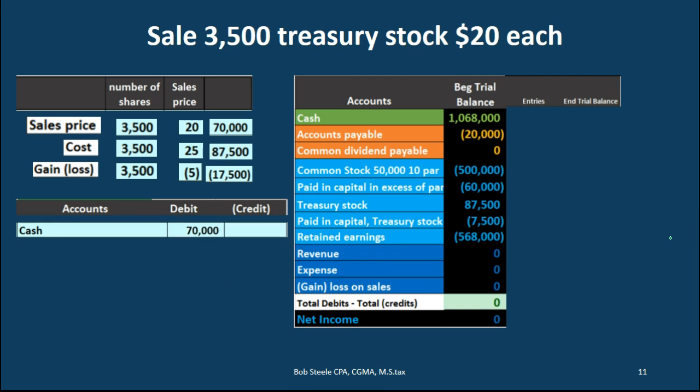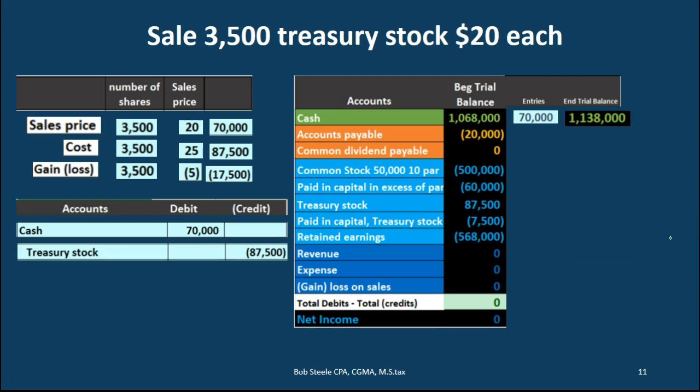Now when we journalize this, we're going to say, okay, is cash affected? Yeah, we got 70,000. Cash is going to go up by the 70,000. Then we're going to have to take the treasury stock off the books. We can say that two different ways. We can say, well, yeah, treasury stock is going to go off by that 87,500. We also know that we sold all the remaining shares of stock. Therefore, this account needs to be at 0 at the end of this because we sold all the stock that we had. So there's the 87,500, bringing it down to 0.